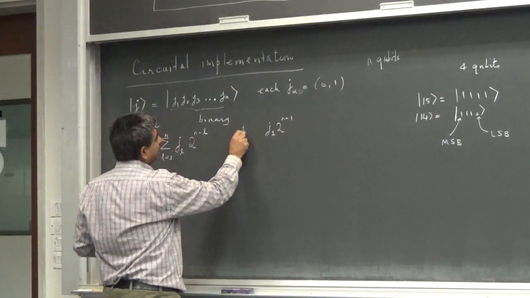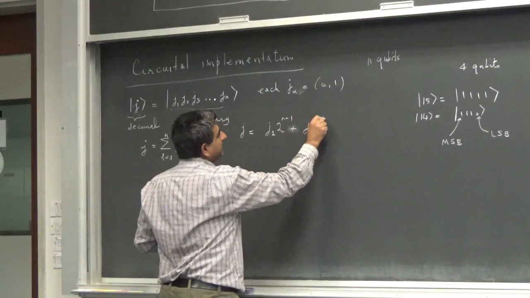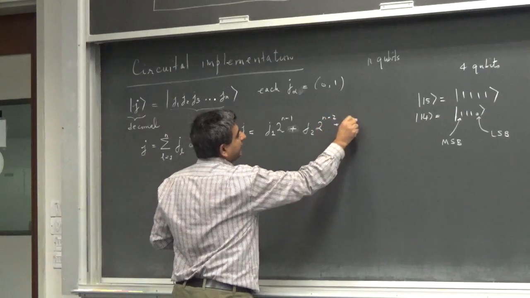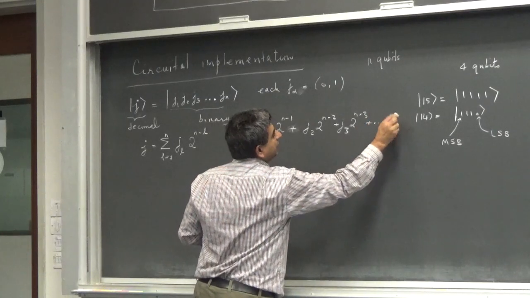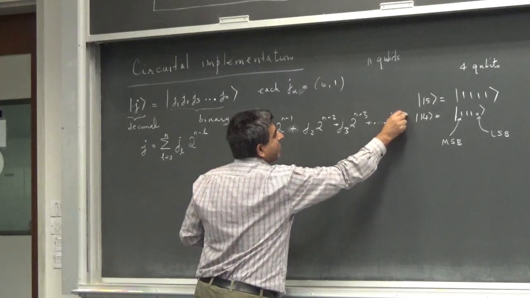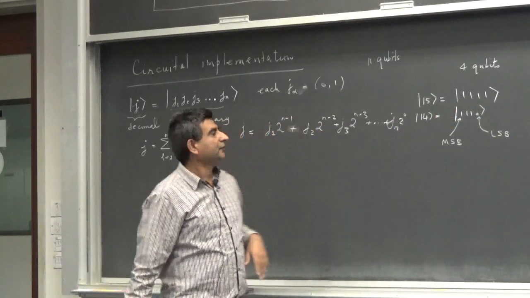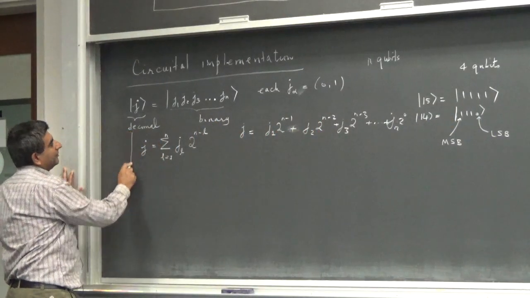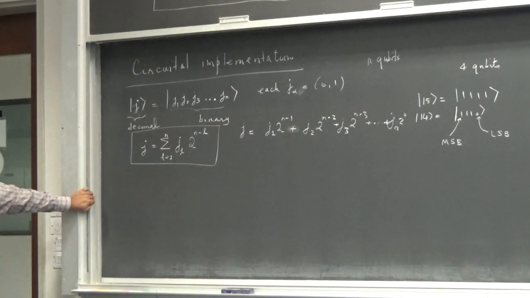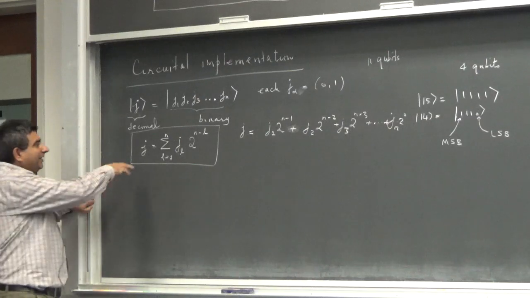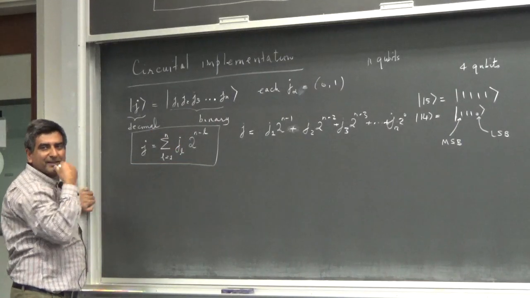So if I expand this, J equals J1 2^(n-1) plus J2 2^(n-2) plus J3 2^(n-3) all the way up to Jn 2 raised to power 0, which is 1. Does it work over here? It works. So this is my prescription for J. Alright, this is a notation. So I'm converting between decimal and binary. Is this clear?